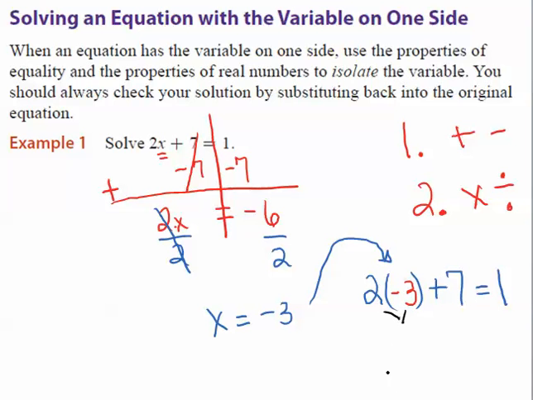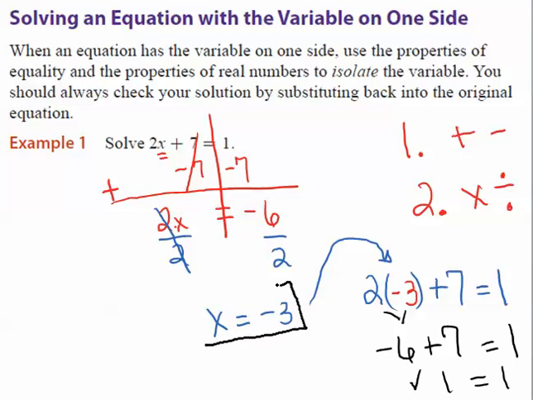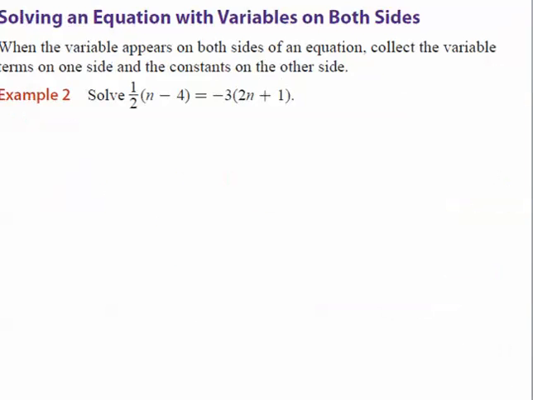And we reviewed order of operations in the last lesson. So this becomes negative 6 plus 7. Negative 6 plus 7 equals 1. Well, negative 6 plus 7, that's 1. And 1 equals 1, so that is true. So now that we have proven that our answer is correct, we can put a box around it. And on to the next page we go.